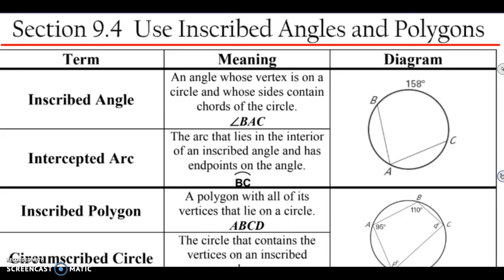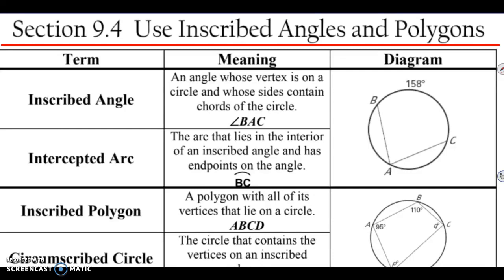This is the notes for section 9.4. Feel free to hit pause, that way you can just copy down what you need to copy down at your own pace. But other than that, I'm going to try to go through it real quick because, like I said, you can pause this. All right, what we were talking about here is inscribed angles and polygons.